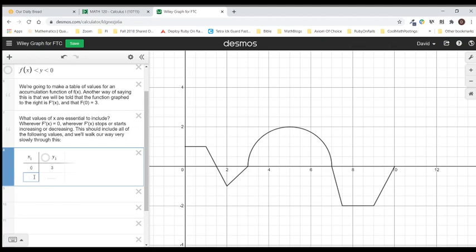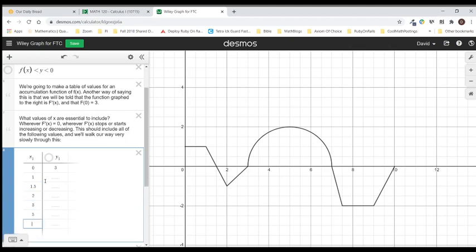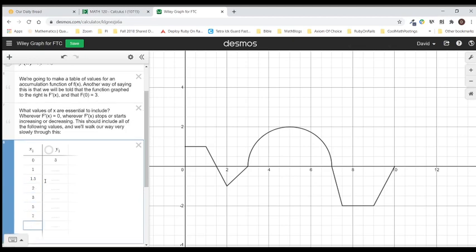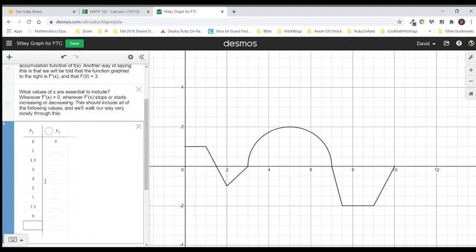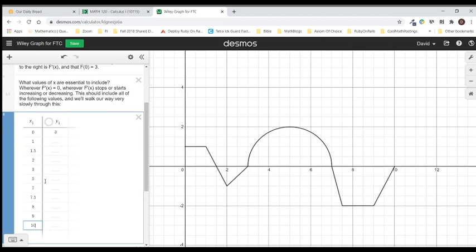So I want to make sure I put all those x values into my table, and we'll try to walk our way through it. So 1's important, 1.5 is important, 2's important, 3's important, 5's important, 7's important, 7.5 is important, 8 is important, 9 is important, and 10.